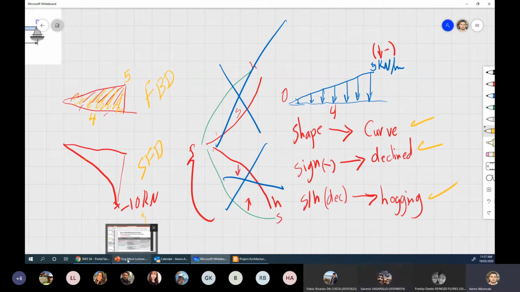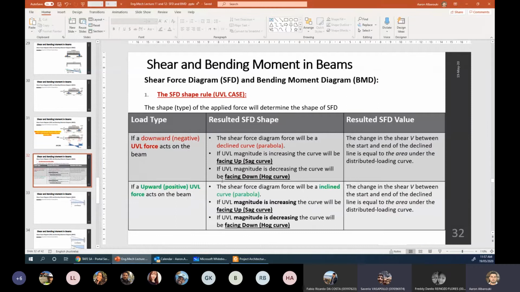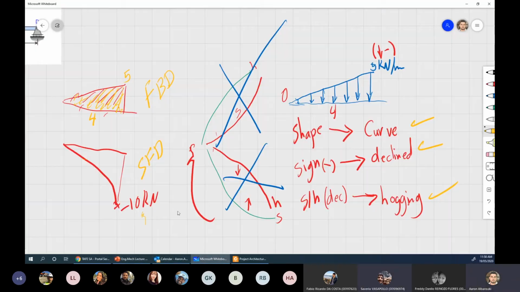Sorry, Aaron. Yes, ma'am. I'm reading the table. Which table? This one here? Yes. I think there's a little bit of confusion created when it says that if the UVL magnitude is increasing, the curve will be facing up, or if it's decreasing, the curve will be facing down. If you could go please to the diagram you drew before and explain that.